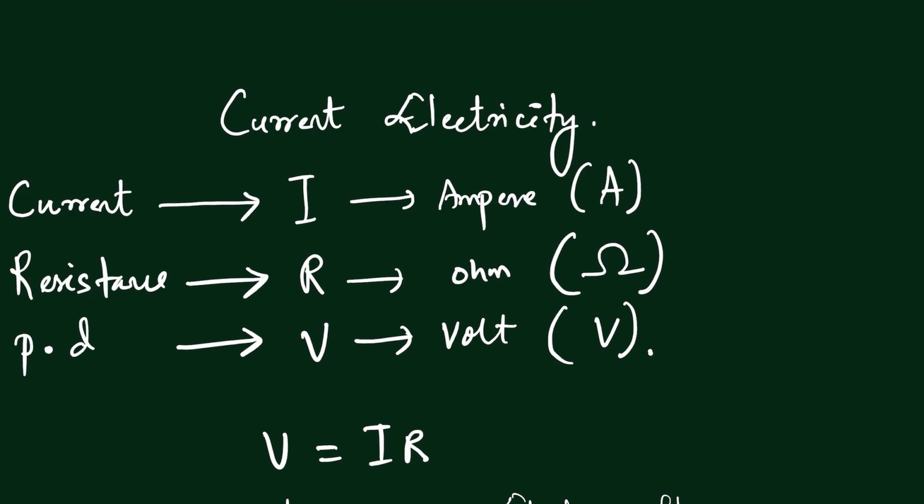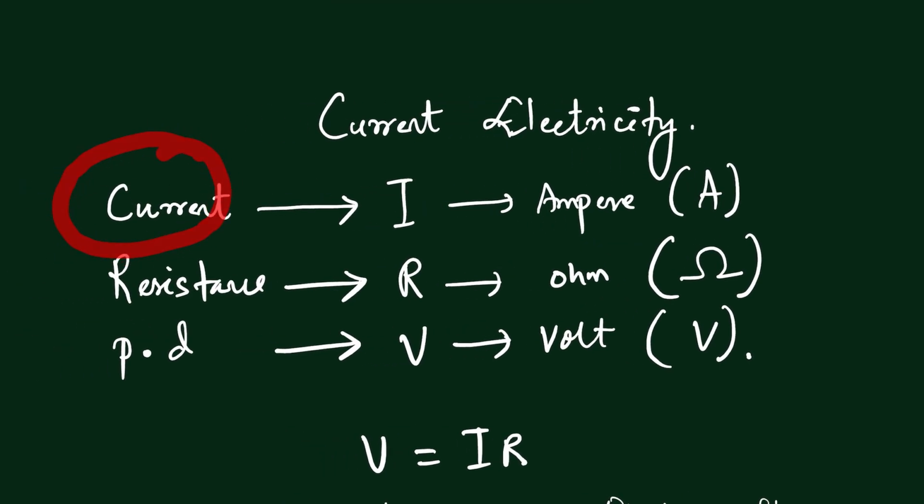So current electricity, what exactly is current? It's denoted by the symbol I. Current is the flow of charge or flow of electrons through some conductor. Its unit is the ampere, with the symbol A. Resistance is the opposition to the flow of current or charge. Its symbol is R and its unit is the ohm. P.D. means potential difference, which is denoted by the symbol V. Its unit is the volt, with the symbol V.